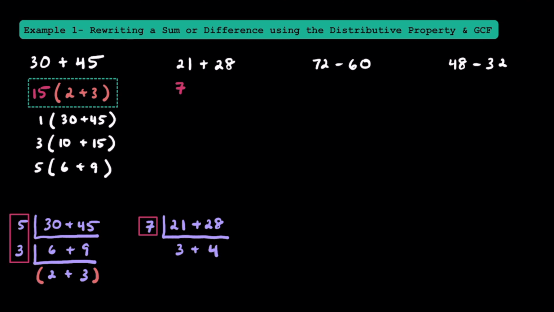7 is our GCF, so we can write it here, and 3 and 4 are left over. Bringing that 3 plus 4 over here, this is our equivalent expression. Let's try 72 minus 60 now.